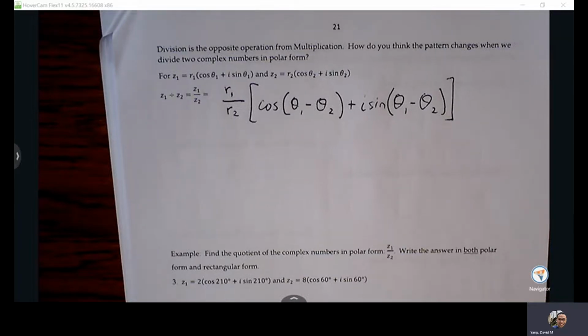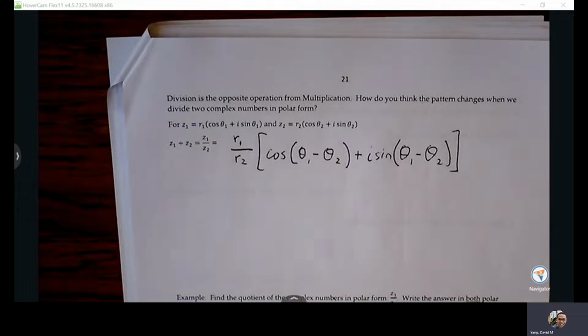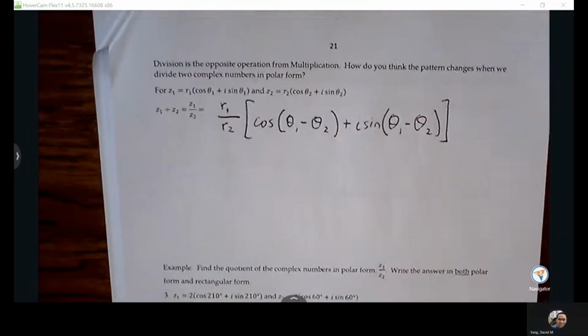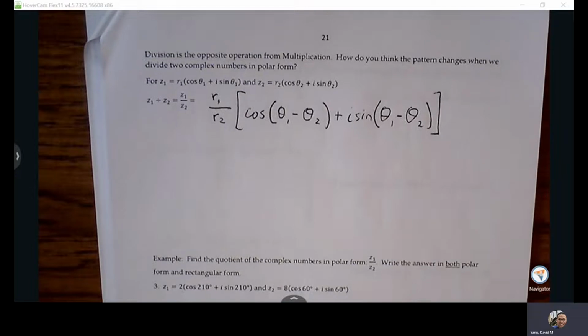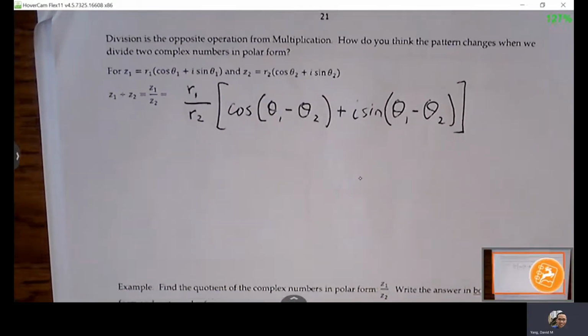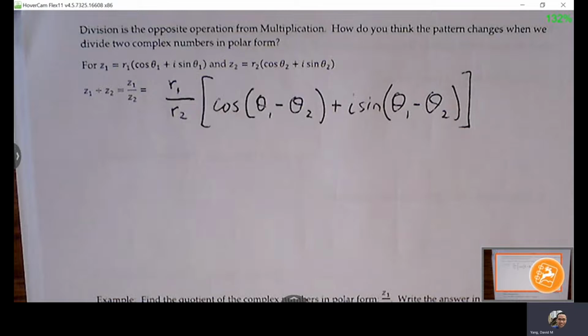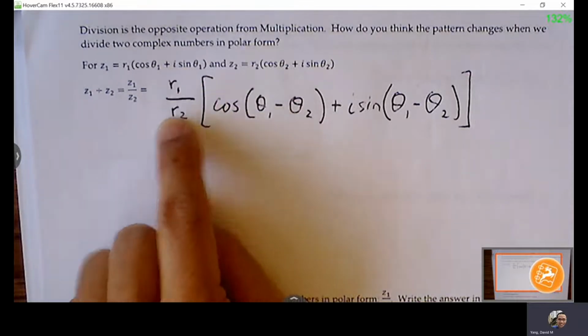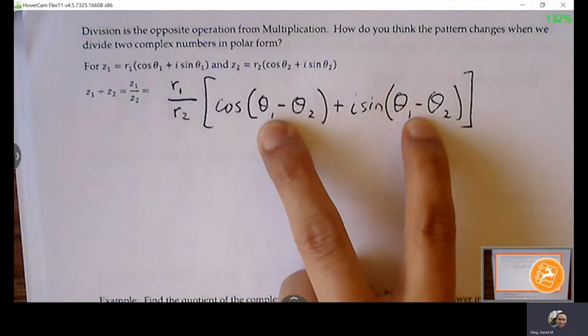All right, so here is the quotient or division of two complex numbers in polar form. Go ahead and copy that formula down. So it's really just, we're still involving the same forms. We just, instead of multiplying radius, we're going to be dividing. Instead of adding the thetas, we're going to be subtracting.